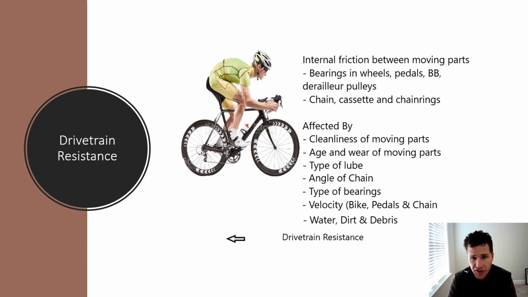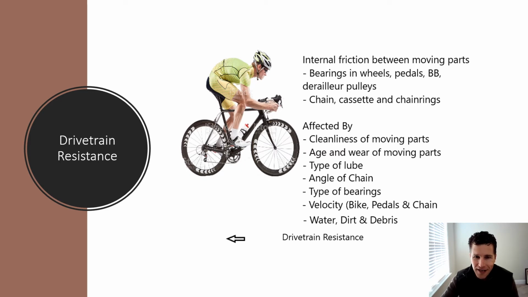Okay, let's look at drivetrain resistance. This also is generally thought to be a small one, but can end up being significant, especially if things aren't working properly, if you've got a lot of dirt or crud in your drivetrain. Now, one thing I will mention here is I'm talking about all of the bearings that are moving in your wheels, pedals, bottom bracket, derailleur pulleys, as well as the friction between the chain, your cassette, and chain rings. Strictly speaking, the wheel bearings are not in your drivetrain, but I am including that in here.